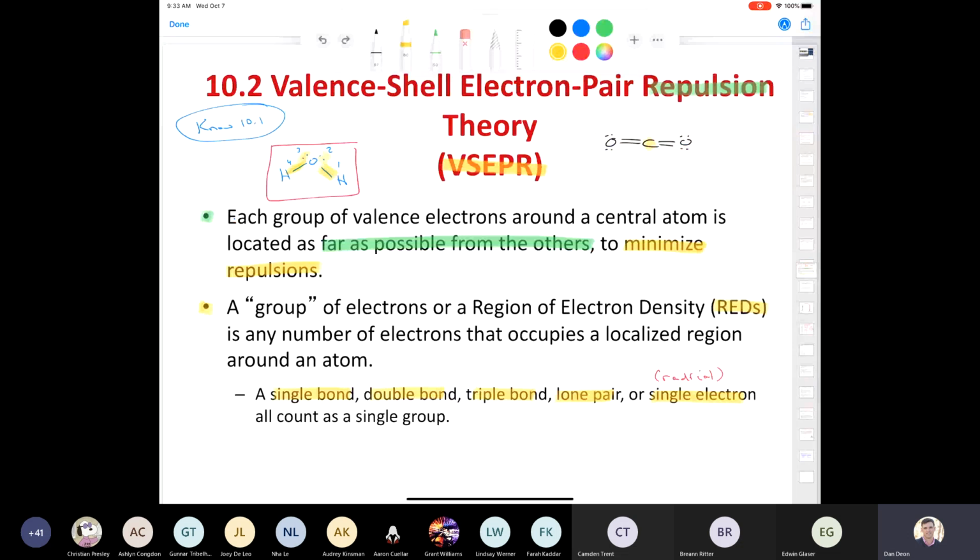What are the regions of electron density on carbon? There are two double bonds, right? One double bond here, and one double bond here. And so the carbon in carbon dioxide, CO2, has two regions of electron density. Because later on we're going to look at molecular geometry, and hopefully this will become even more clear as we progress through the chapter.